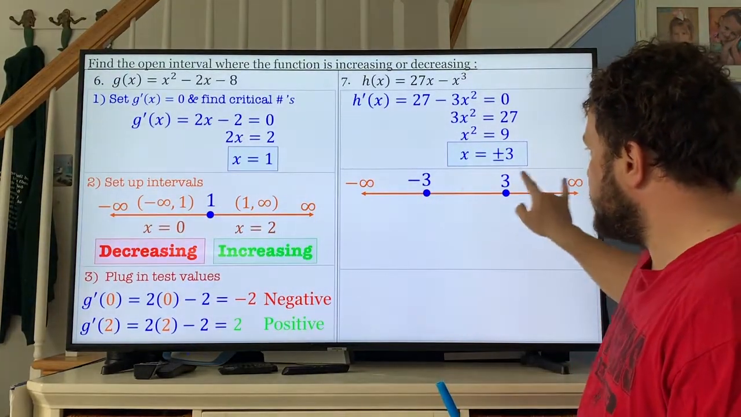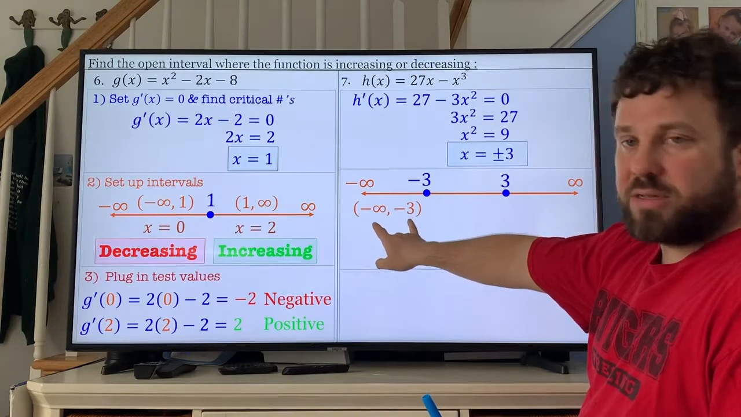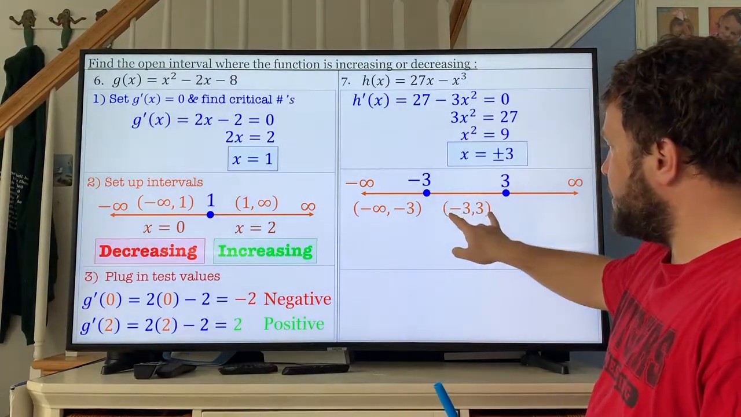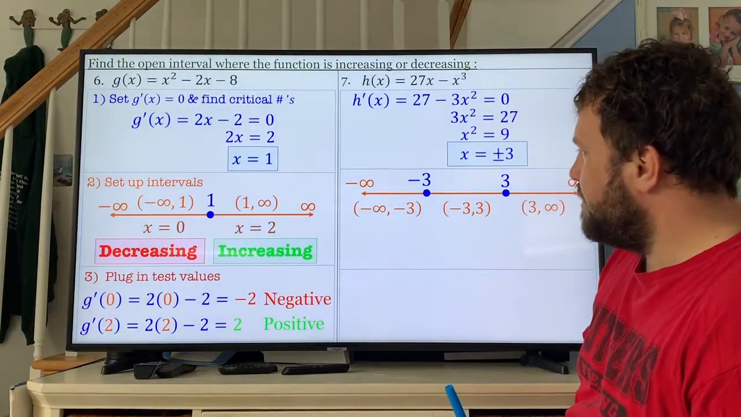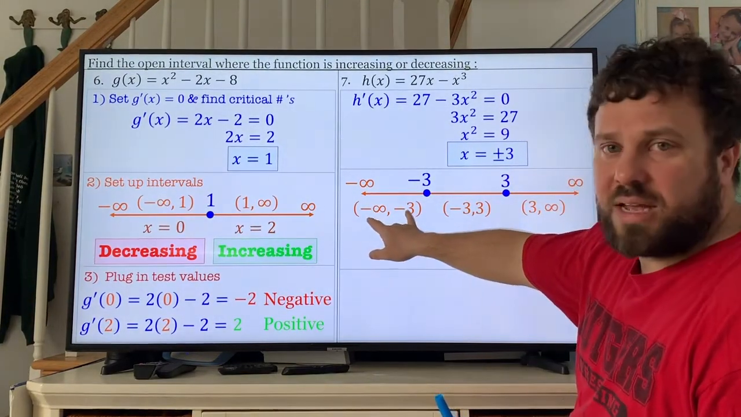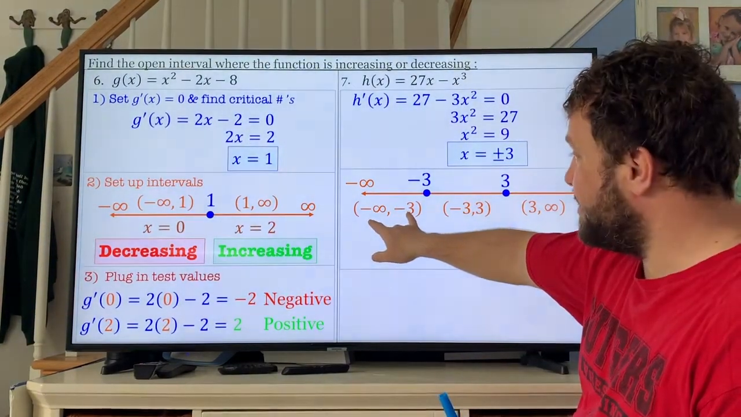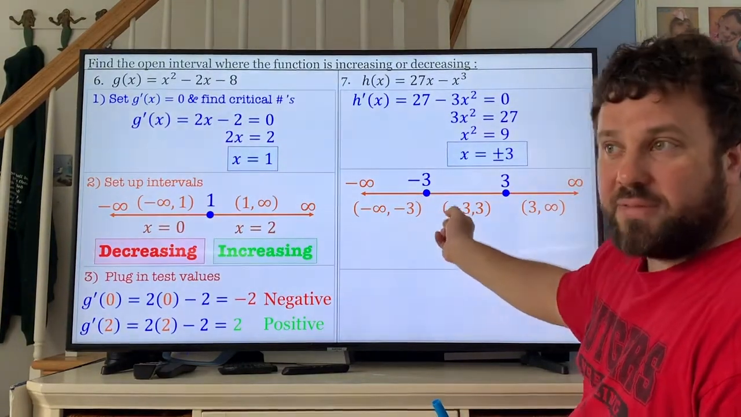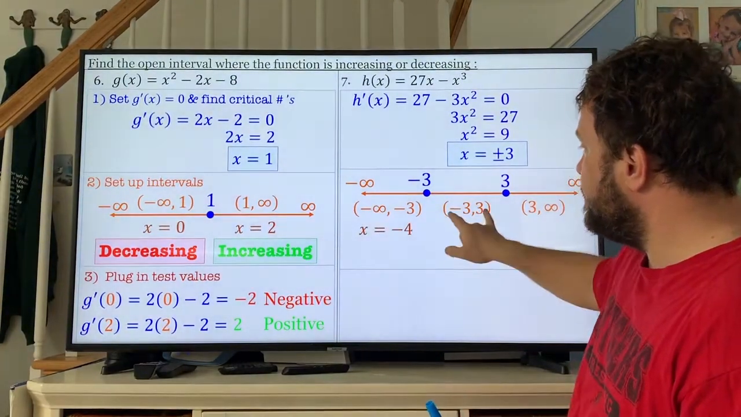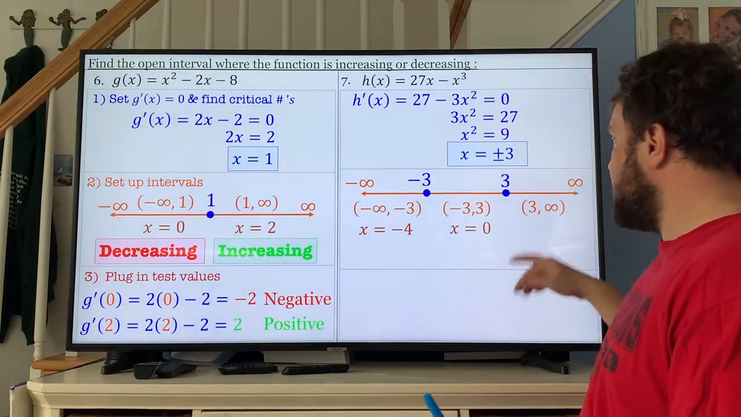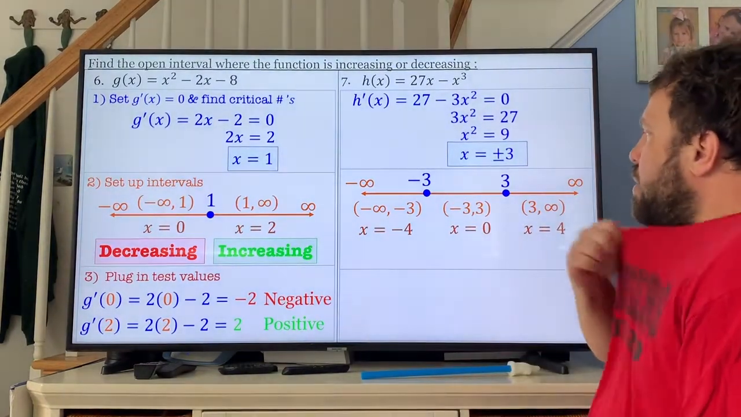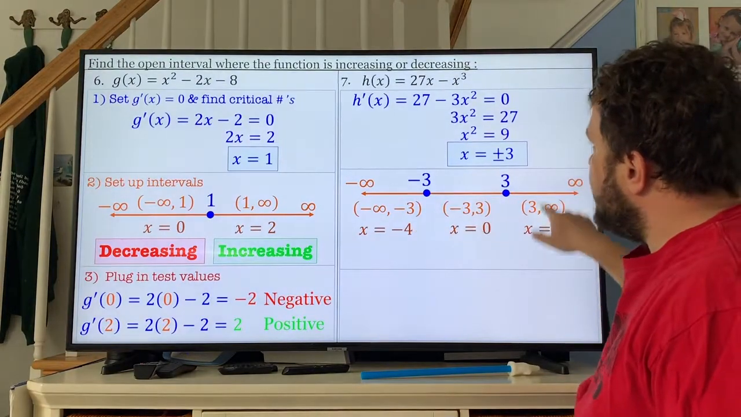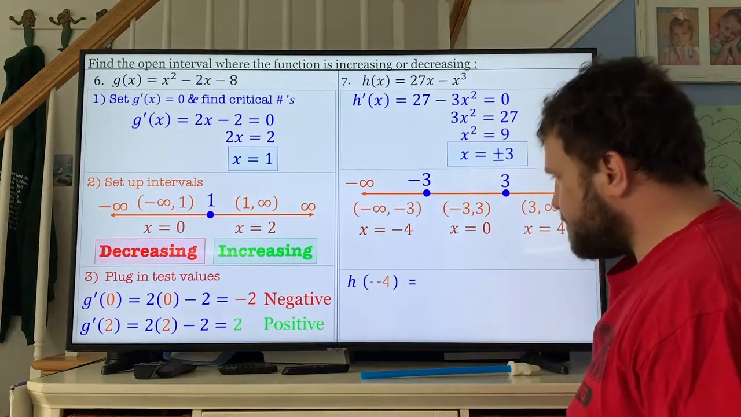1, 2, 3. Negative infinity to negative 3, negative 3 to 3, and 3 to infinity. Pick some numbers. A number less than negative 3 is not 0, that's greater than negative 3. It's a negative and a bigger number. I'm going to pick negative 4. Between these two, let's pick 0, and bigger than 3, let's pick 4. Plug them all into the derivative.